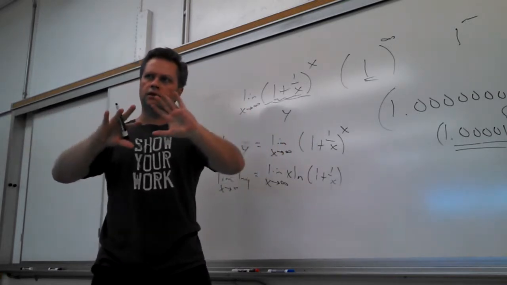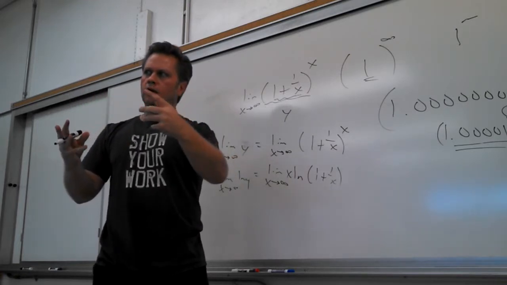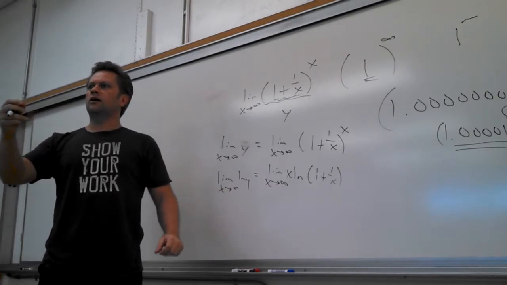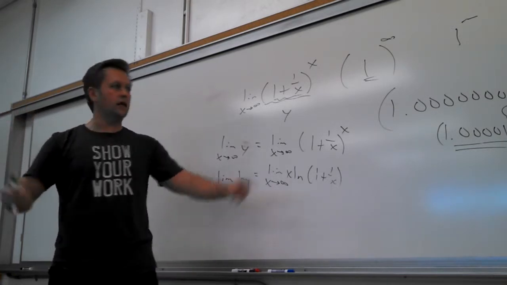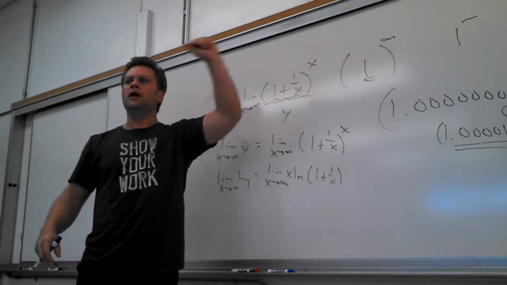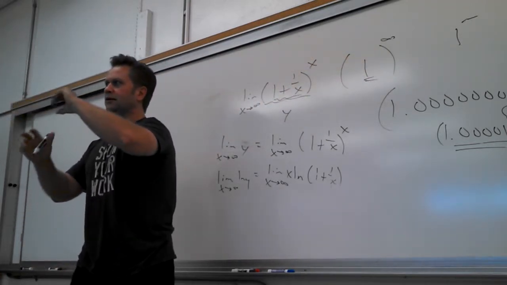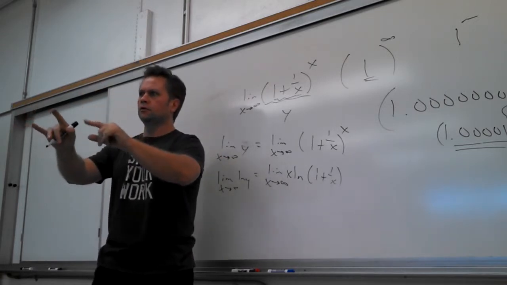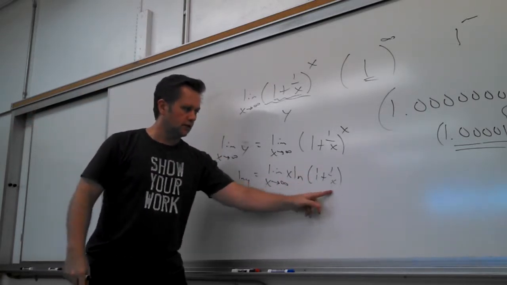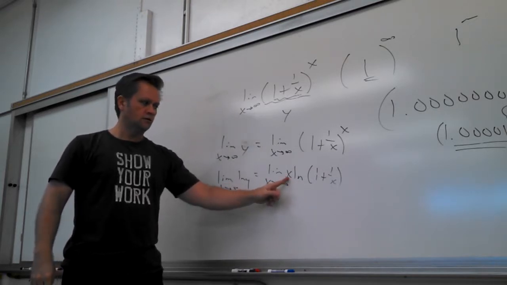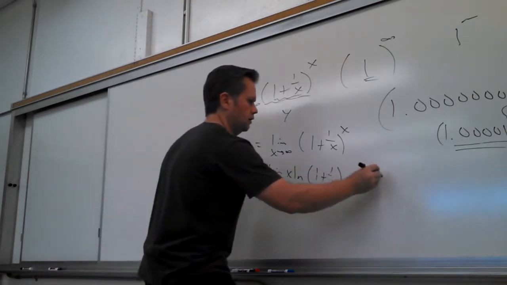But, so is everybody kind of with the idea behind it? The reason we do what we do is the exact same reason we did it when we were trying to take derivatives, because I didn't have a rule for what to do here. I don't have a rule for what to do with this form, but I do have L'Hopital's rule. So I want to put it in the form that L'Hopital's can handle. So is it in that form yet? What form is it in now? 0 times infinity. Okay, so infinity times 0.